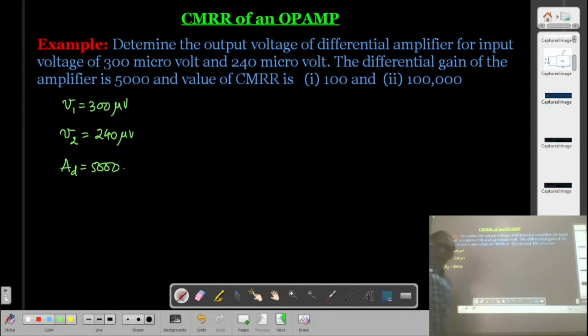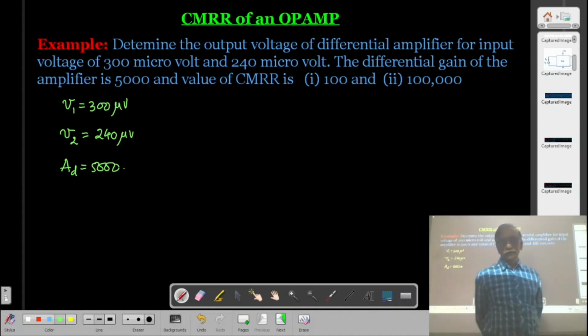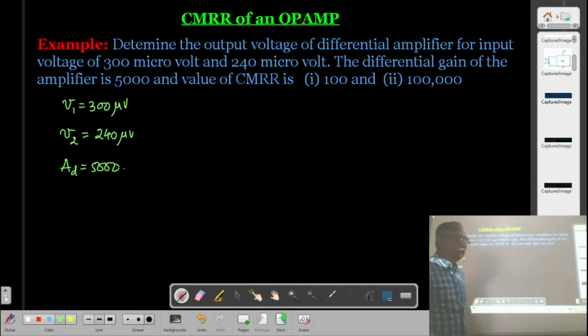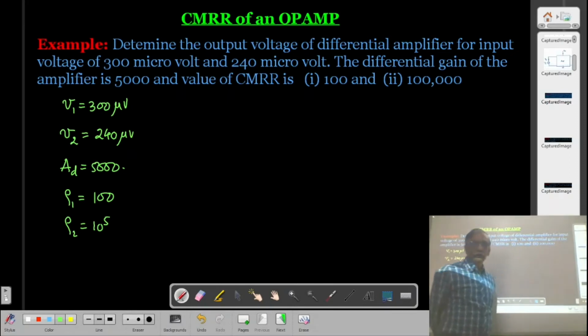The two different values of the CMRR are given, that is 100 and 1 lakh. So here we have the value of rho 1 as 100 and another CMRR as 10⁵. So I have to calculate the output voltage for two different values of rho, that is 100 and 10⁵. Correct?